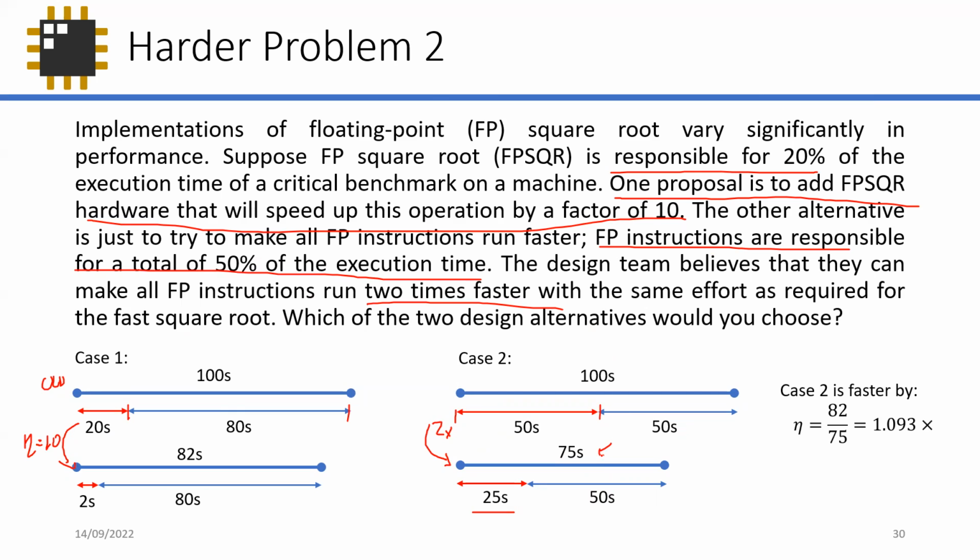It's very easy to visualize, right? So overall, case 2 is faster, by just a little bit, around 1.093 times speedup. Yes, again, very easy to do. If you like to do Amdahl's law, it's really up to you.